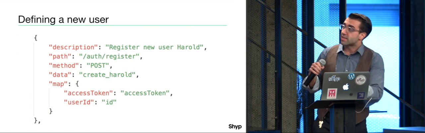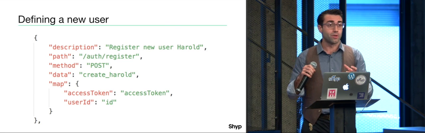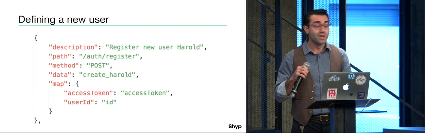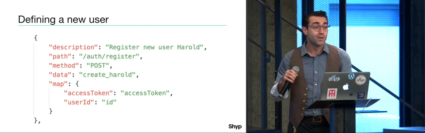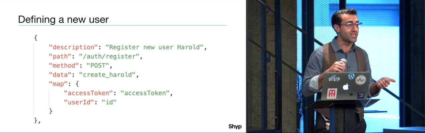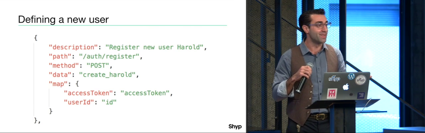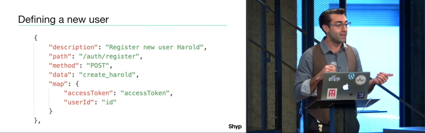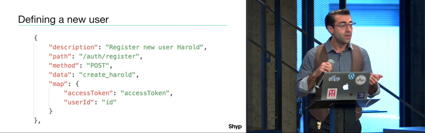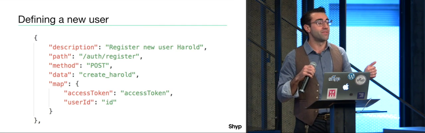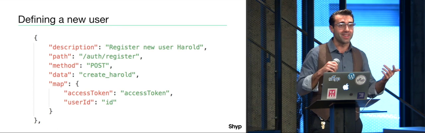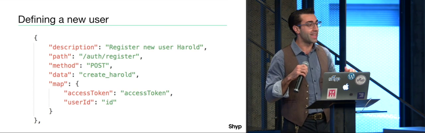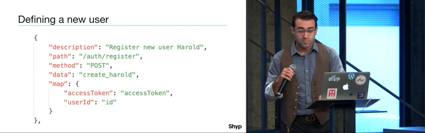So this is an example of a super simple authorization of a new user. We're going to make Herald here. We're going to hit /auth/register with a post request and maybe a little bit of data. And then we're going to save off those variables for their access token and their ID so we can use them for later on in the scenario.